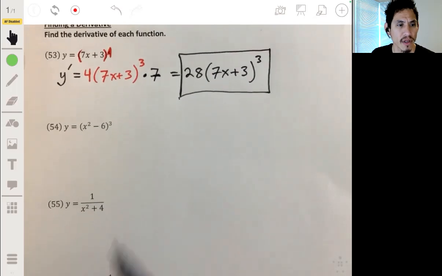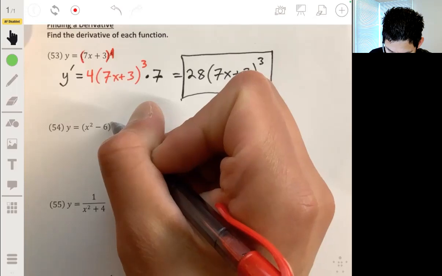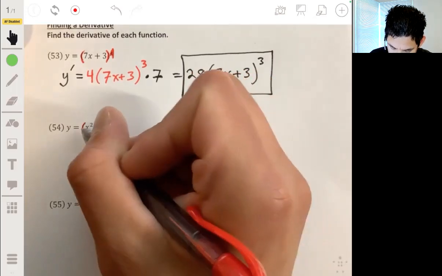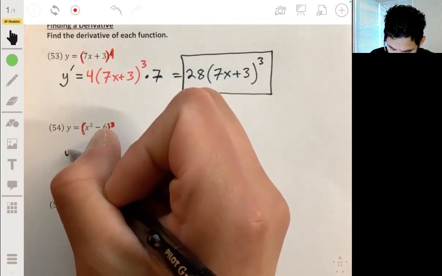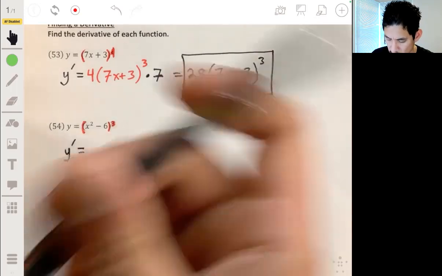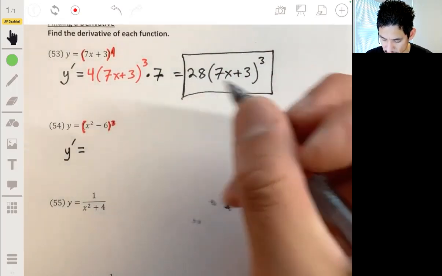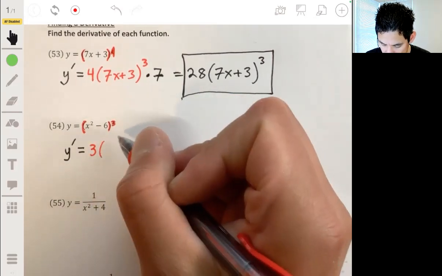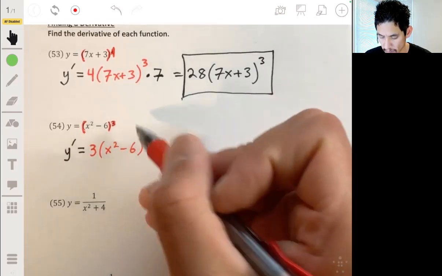Again, we have an outside function, which is the power function, or the third power function. So to find y prime, we'll get first the derivative of the outside, which is 3 times x squared minus 6, all to the second power.